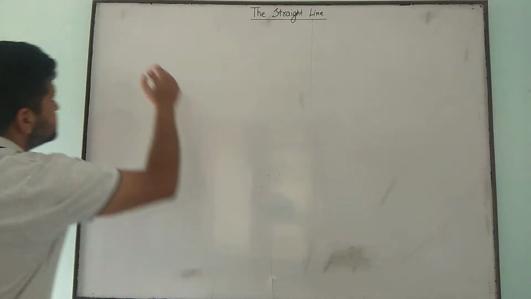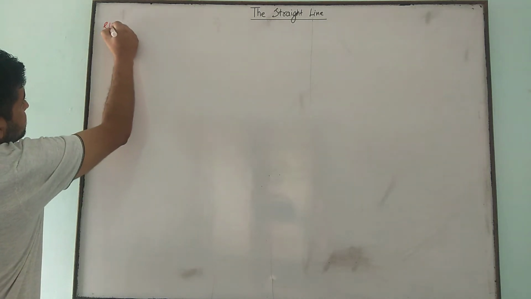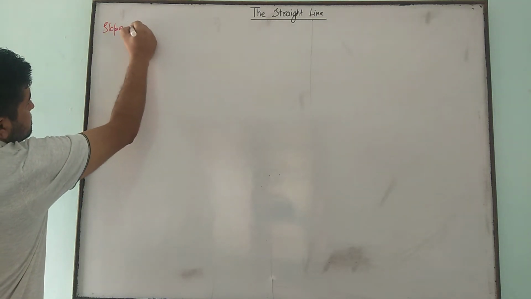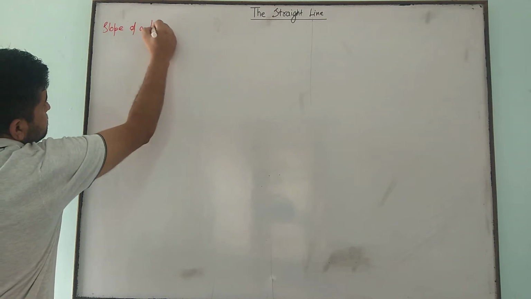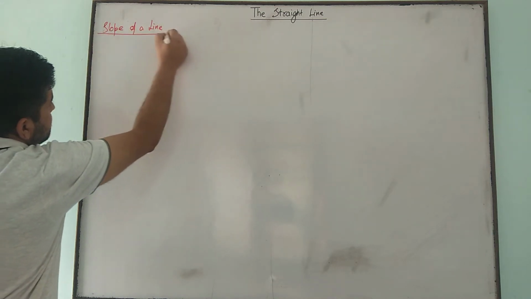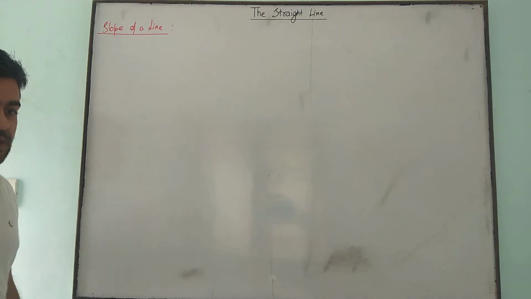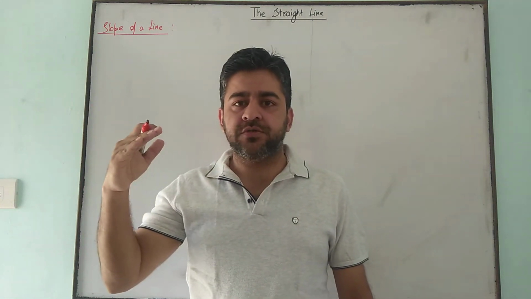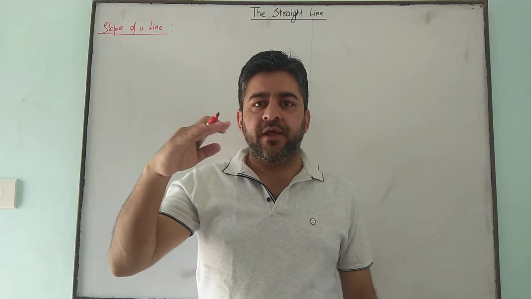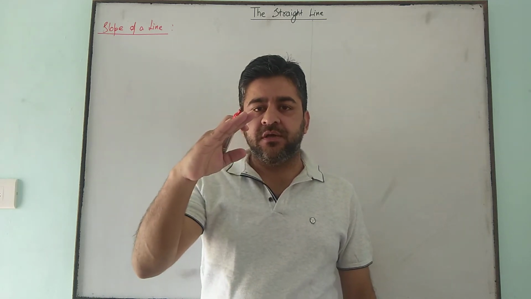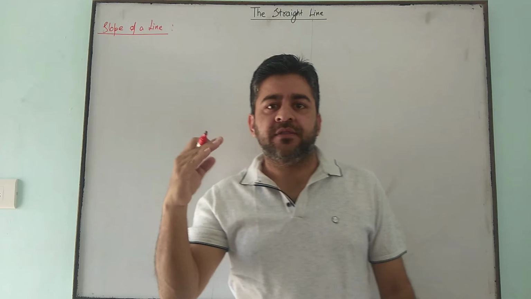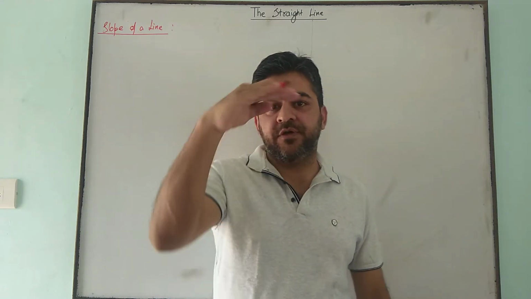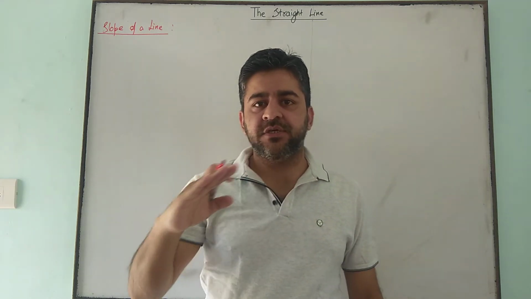The straight line starts actually with the slope of a line. What is the slope of a line? Slope is when you are going by car on a road and a flyover is there, then you will always say that slope is there, whether upwards or downwards, whatever. It is the slope.